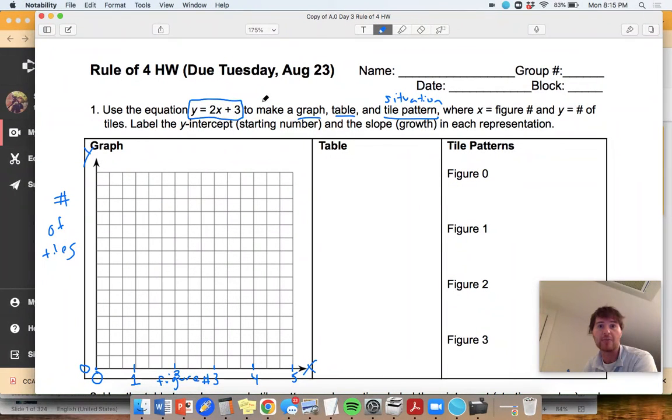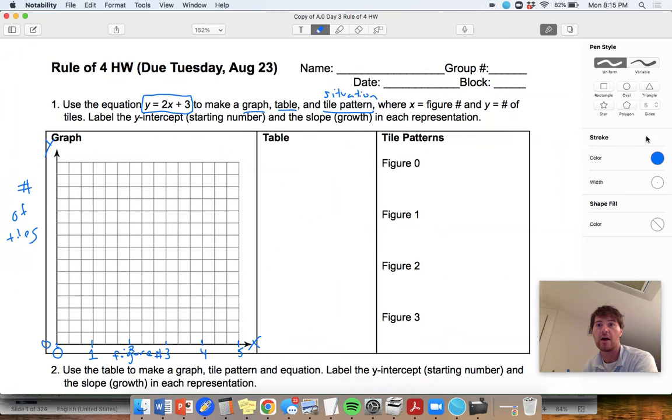So I have this equation, and another thing they're saying here too. Let me read this. We have to label the y-intercept, the starting number, and the slope growth in each representation. I'm going to give you this one for free here. Let's maybe do the growth in green. So here, if you haven't worked with equations much, the slope growth, that's this front number right here. Y equals mx plus b.